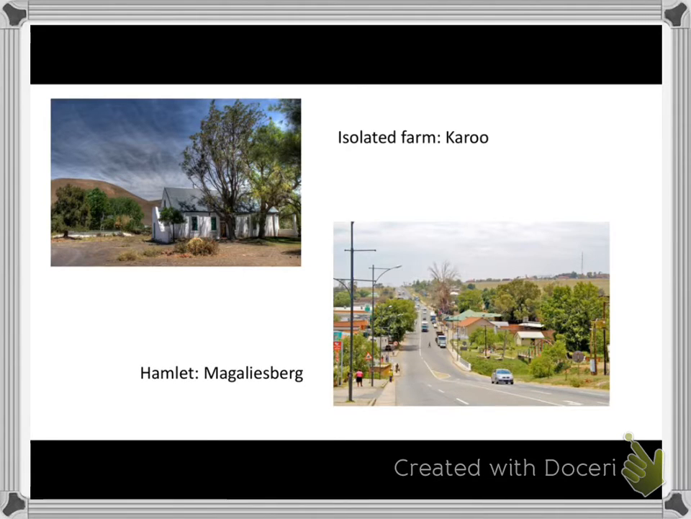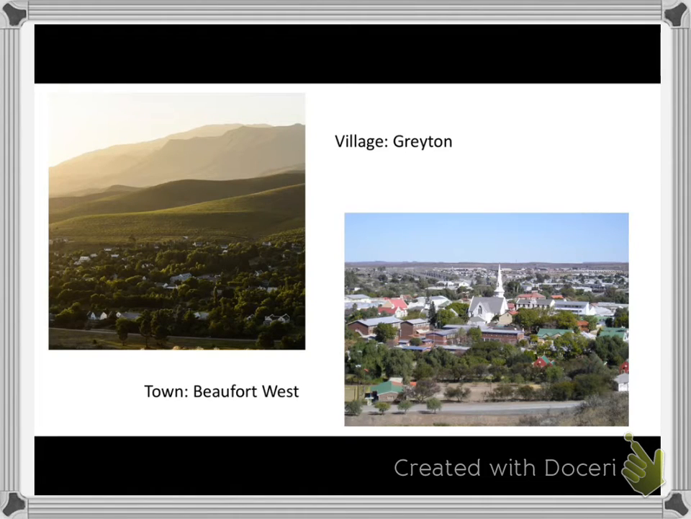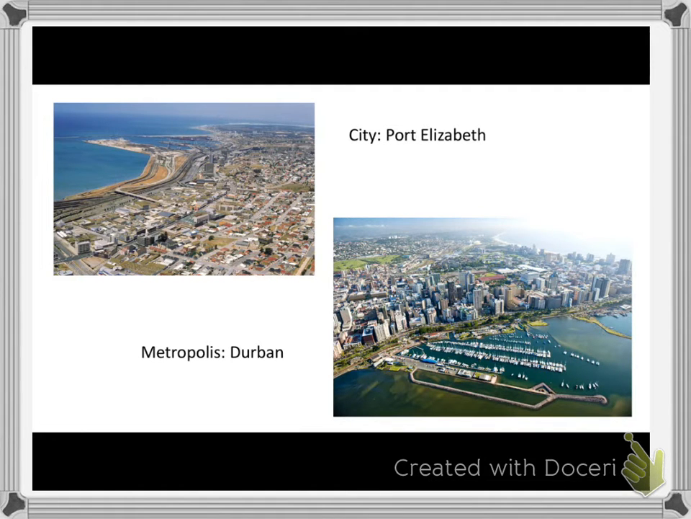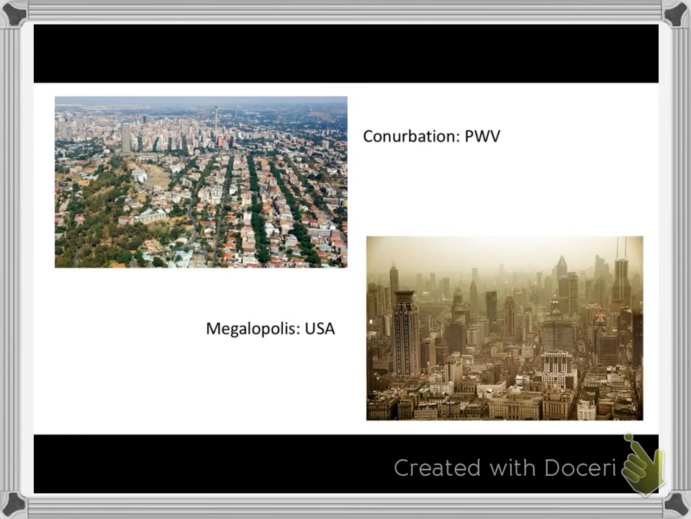In the video, you would have noticed they give you classifications of settlements. I've added a picture to each one so that you can see what we are talking about. Isolated farm, here we talk about the Karoo; hamlet, Magaliesburg; village, Greyton; town, Beaufort West; city, Port Elizabeth or PE; metropolis, Durban; conurbation, PWV. That is a combination of three places: Pretoria, Witwatersrand, and Vereeniging. Those three places together form this one area known as PWV. So here you can have cities that link to each other and become one big city. Then megalopolis. No, the USA is not a megalopolis, but there is a city in the USA that definitely is, and it is part of your homework to find out which one it is.